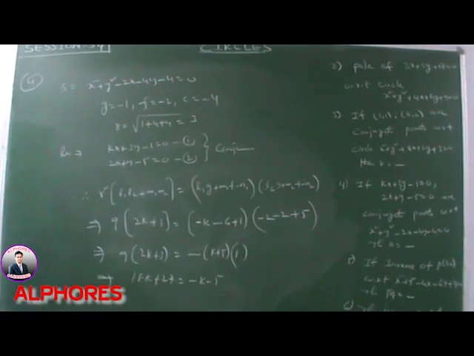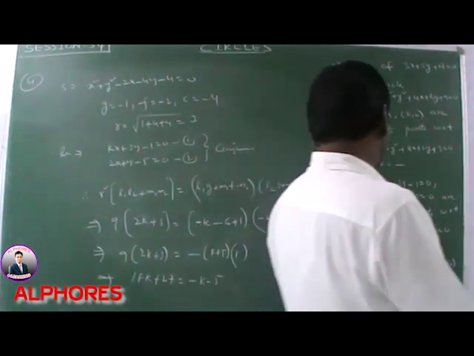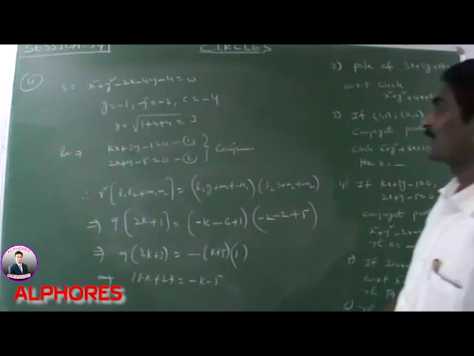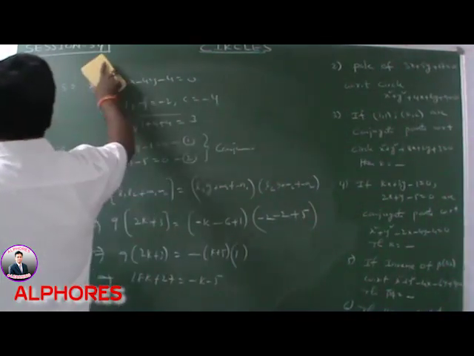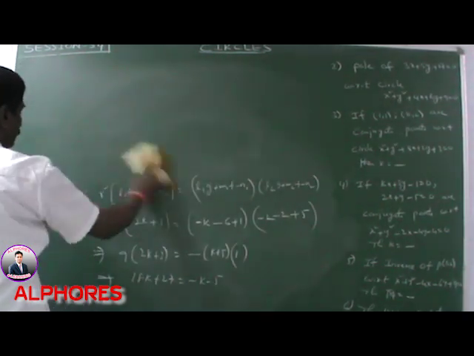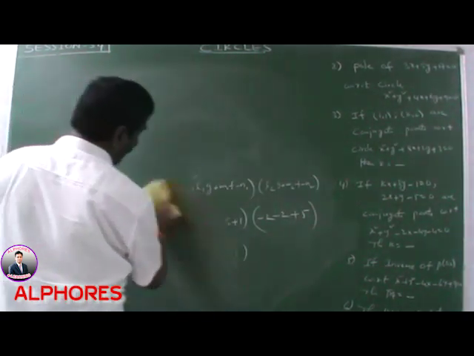Next, fifth one. If the inverse of P(1, 2) with respect to the circle x square plus y square minus 4x minus 6y plus 9 is equal to 0 is Q, then PQ is equal to what? That means the distance between P and Q. Here first we find the inverse point of P with respect to the circle. Then we find the distance between the 2 points.